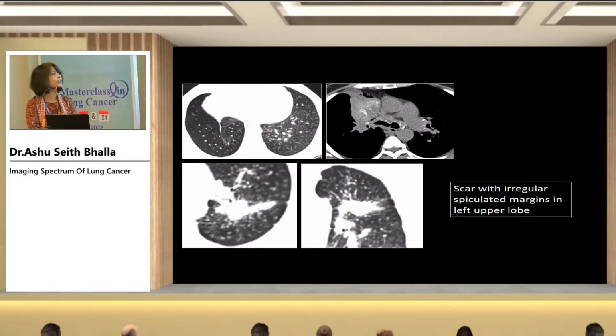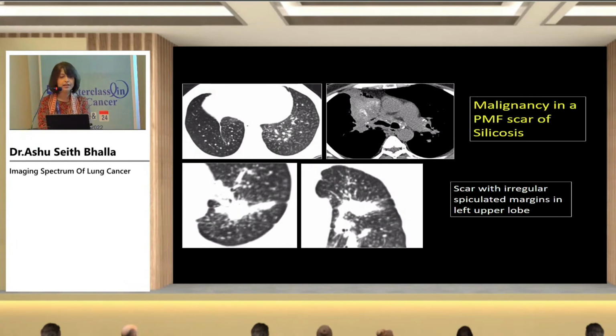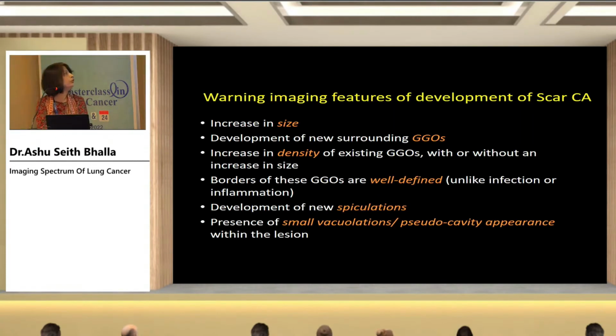The other entity you tend to miss are scar carcinomas in the setting of silicosis, in the setting of tuberculosis. So scar carcinomas you also need to watch out for. Whenever you have an increase in size, increase in ground glass, new spiculations, you have to be aware.